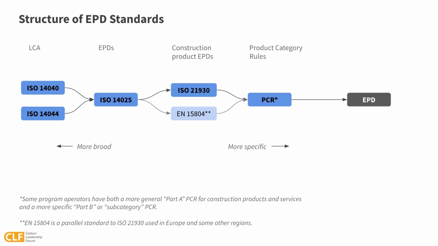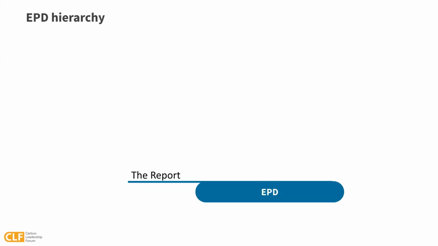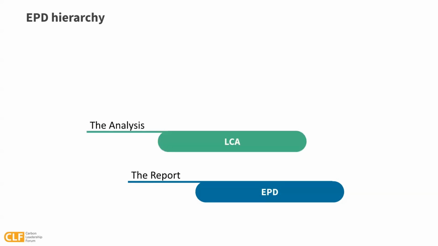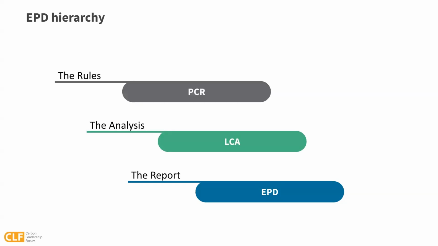Then finally, the product category rules, or PCR. These give specific guidance and rules for product categories like steel, flooring, gypsum panels, and so on. So an EPD is a public-facing report that provides estimated environmental impacts of a product. And it's based on the LCA, which is the analysis. And the LCA and EPD follow the rules established by the PCR. These rules include, for instance, system boundary requirements and which background data can be selected.